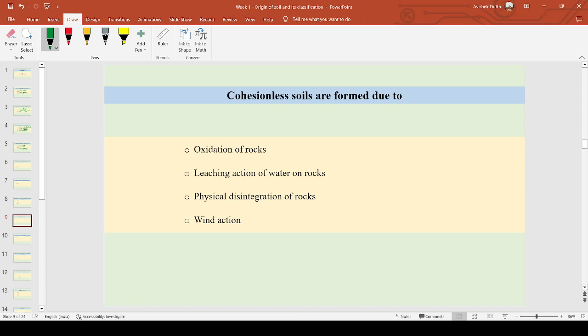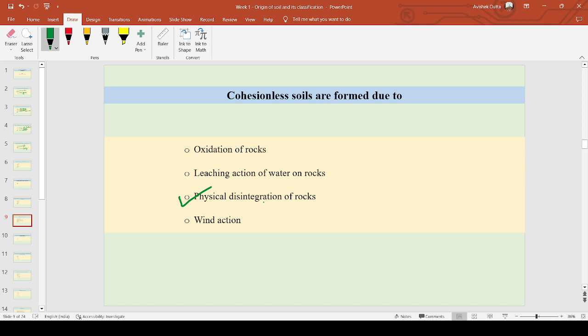Cohesionless soils are formed due to physical action on rocks. That might be wind action or physical disintegration of rocks. But wind is only a transporting agent. Wind alone cannot cause disintegration of rocks unless it is a very strong wind. Physical disintegration of rocks is a general term used to say that the physical structure of the rock has changed, and that has led to the formation of cohesionless soils: soils which do not have any cohesive force between their own particles.